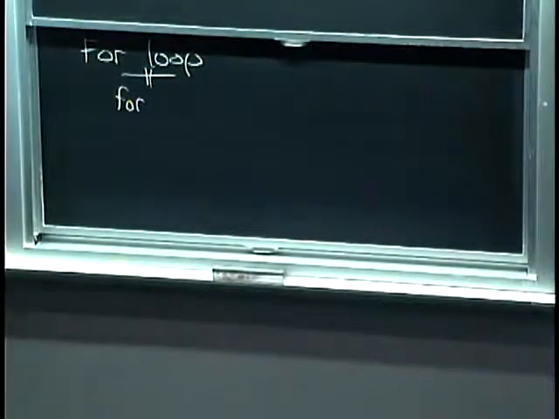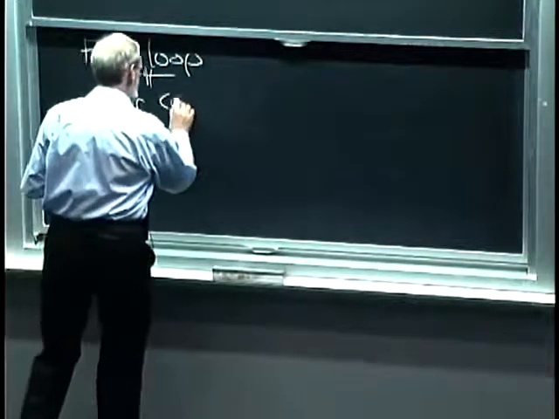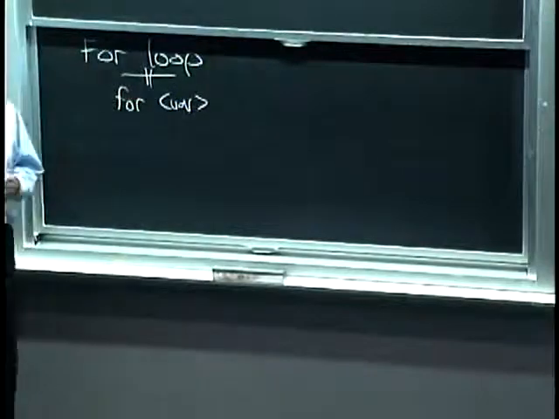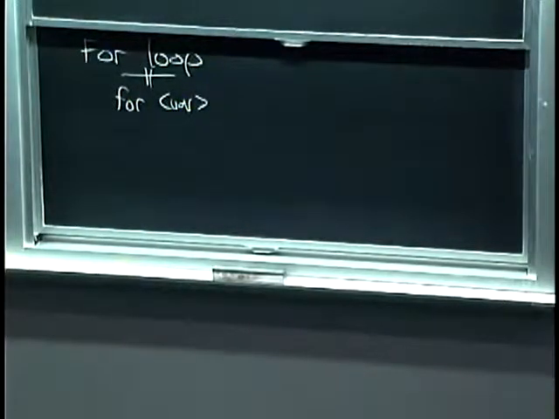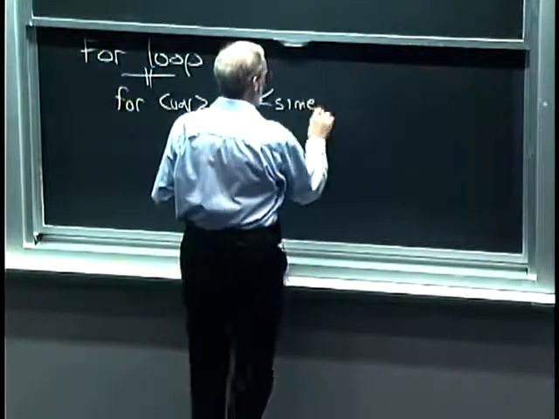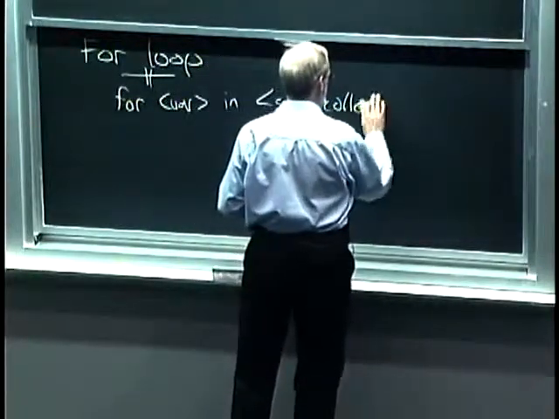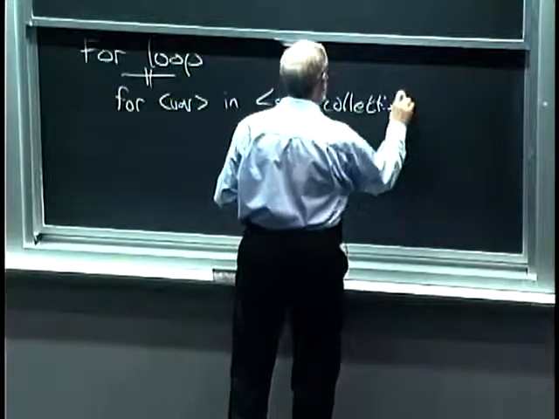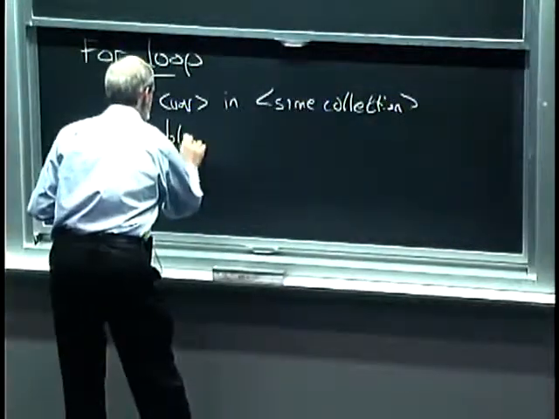The form of a for loop says for, and I'm going to put little angle braces in here again to say for some variable, like a name I want to get to it, in some collection, and then I have a block of code.